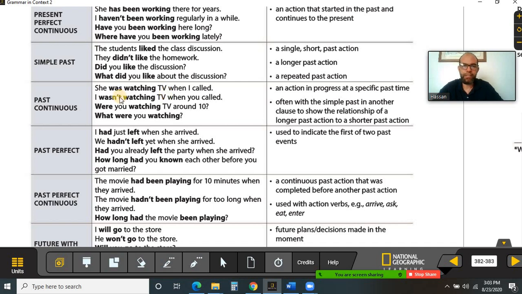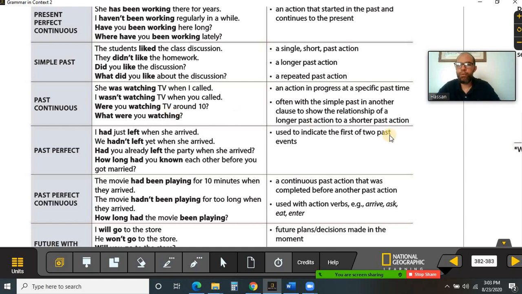The negative form is formed by adding not to the auxiliary, wasn't making, weren't making, and the question is formed by doing inversion. Was he, were they, plus verb ing. Was he making, were they playing, was he watching, etc.